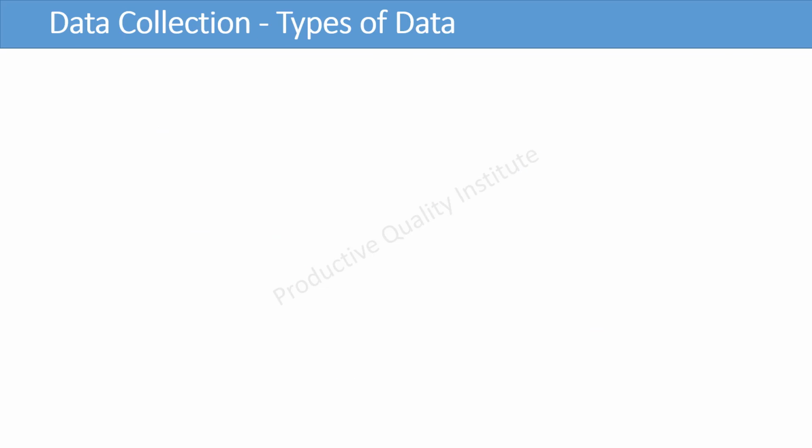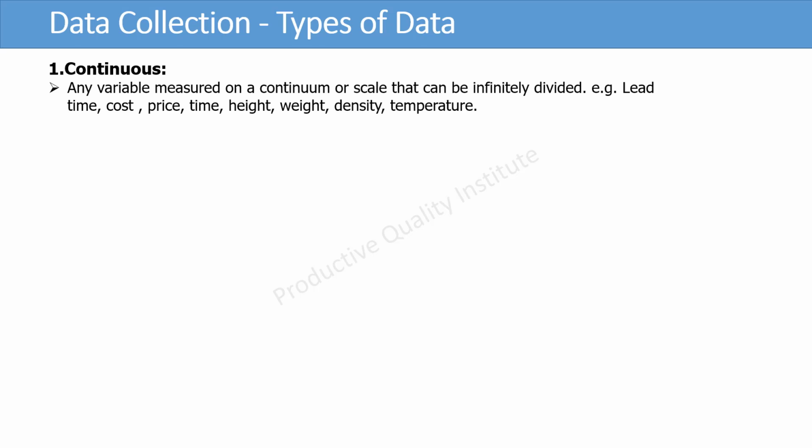In order to study data collection, we must first understand the two types of data and the difference between them. First type is continuous data. It is any variable measured on a continuous scale that can be infinitely divided. For example, lead time, cost, price, time, height, weight, density, or temperature.